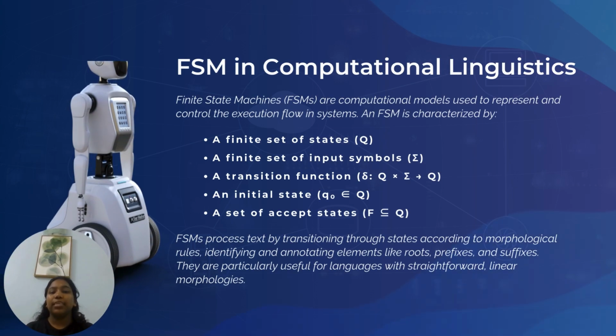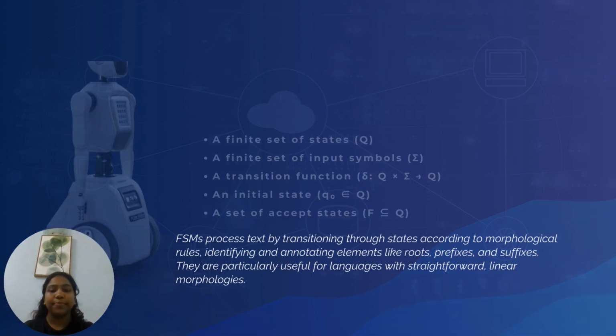FSM in computational linguistics. Finite state machines, FSMs, are computational models used to represent and control the execution flow in a system. An FSM is characterized by five different things: a finite set of states Q, a finite set of input symbols sigma, a transition function delta, an initial state Q naught, and a set of final states F. FSMs process text by transitioning through states according to morphological rules, identifying and annotating elements like roots, prefixes, and suffixes. They are particularly useful for languages with straightforward linear morphologies.